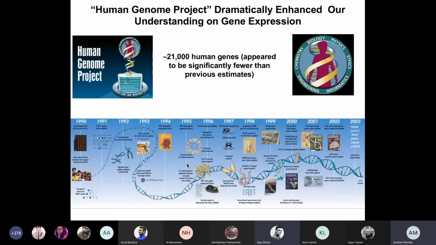In 1990, there was a huge project conceived by the National Institutes of Health, USA, NIH. The project was to unravel the sequence of nucleic acids present in the human genome. That's why that particular project was known as the Human Genome Project.